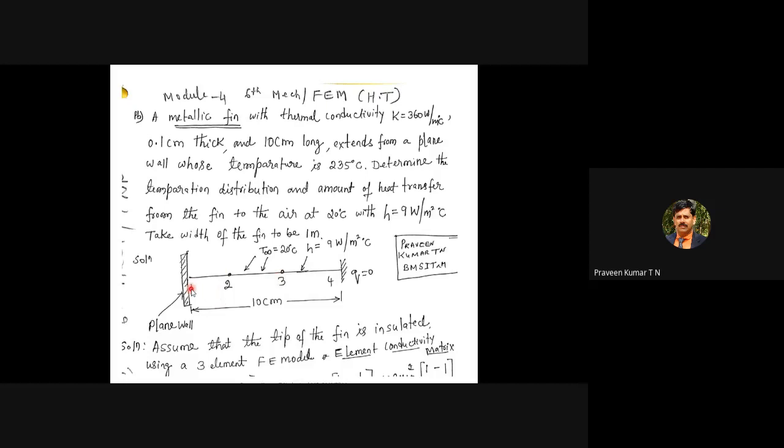For fin 1, this is element 1, this is element 2, this is element 3. For element 1, at one node the temperature is T1, at the other node the temperature is T2. Then what temperature do you have to consider? We require to find out how much heat is transferred from element 1 to the surrounding medium. So element 1 temperature is not T1 or T2. It is the average temperature of T1 and T2. Suppose we want to know the average temperature of element 1. So the average temperature of element 1 is equal to T1 plus T2 divided by 2.